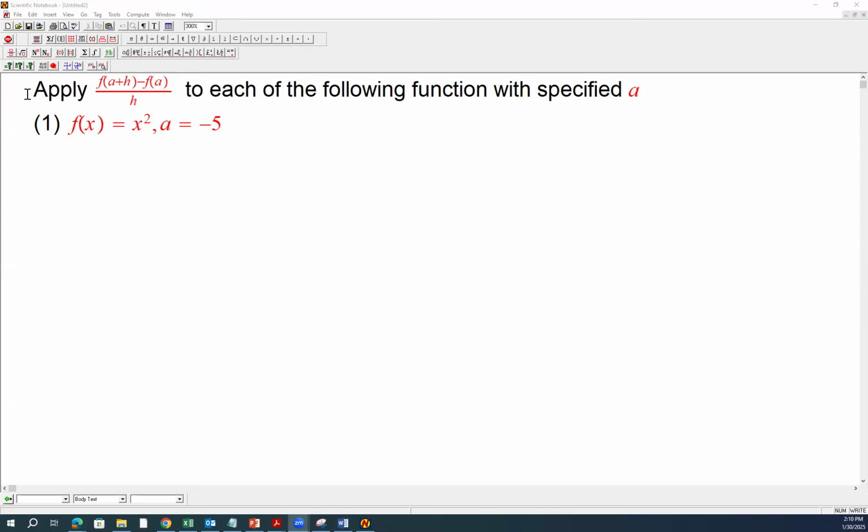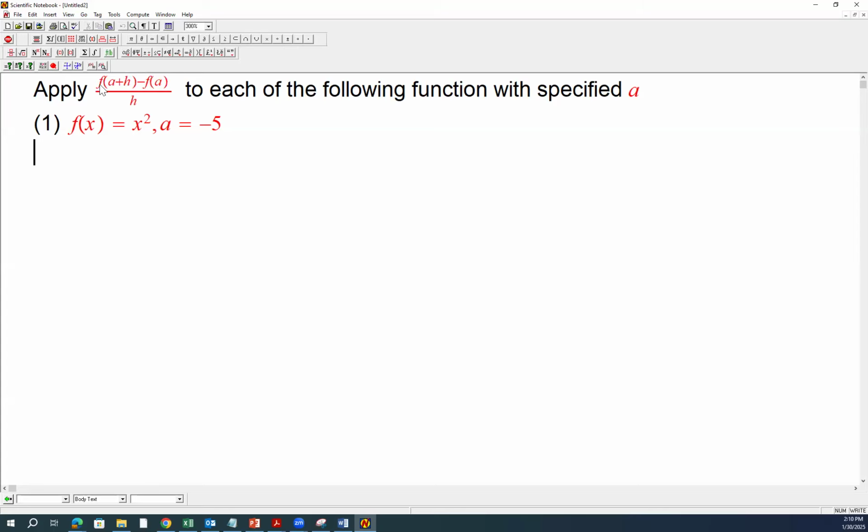So the instruction says we just apply this formula, okay? Because we're not doing calculus class, we're doing pre-algebra, pre-calculus. So we're doing the pre-calculus stuff. So we're going to apply this formula to the function f of x equals x squared and a equals -5. And how does it work? Okay, so we're going to follow the formula.